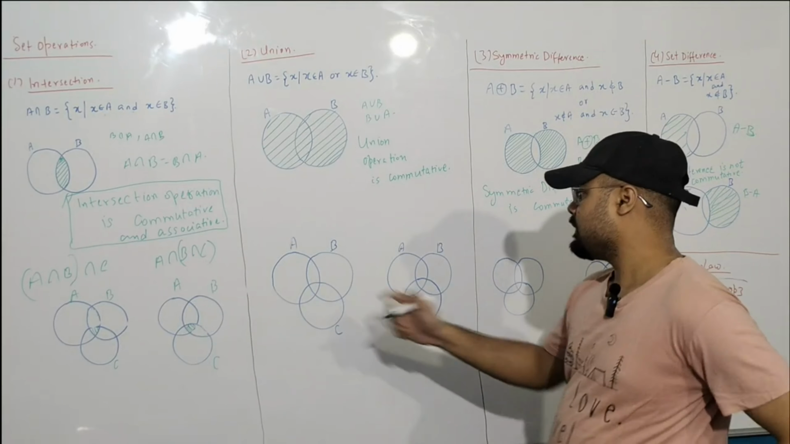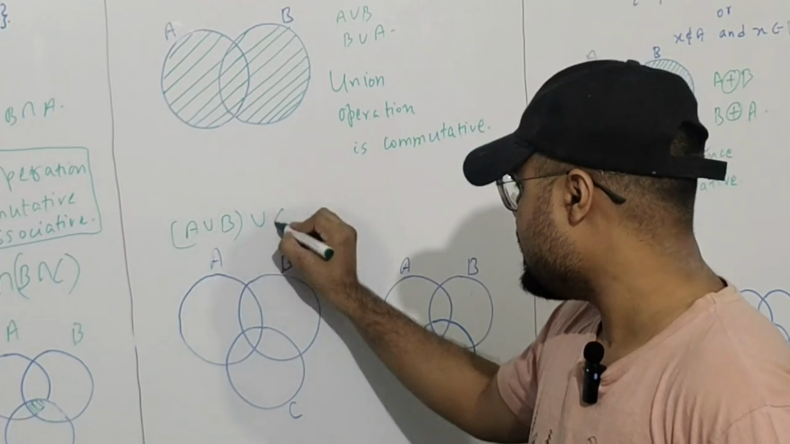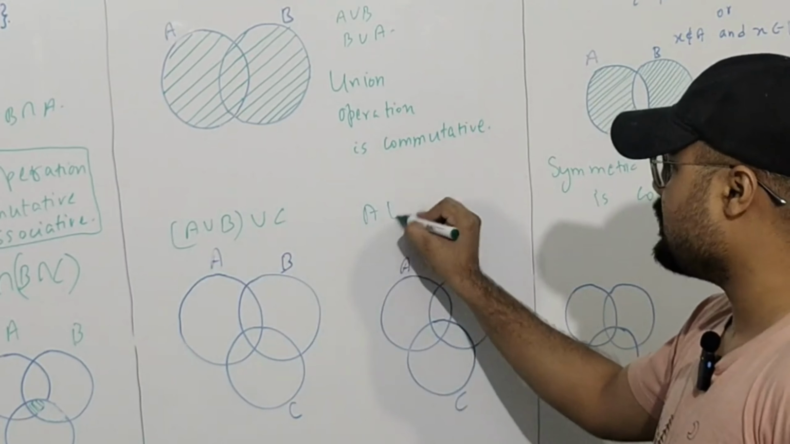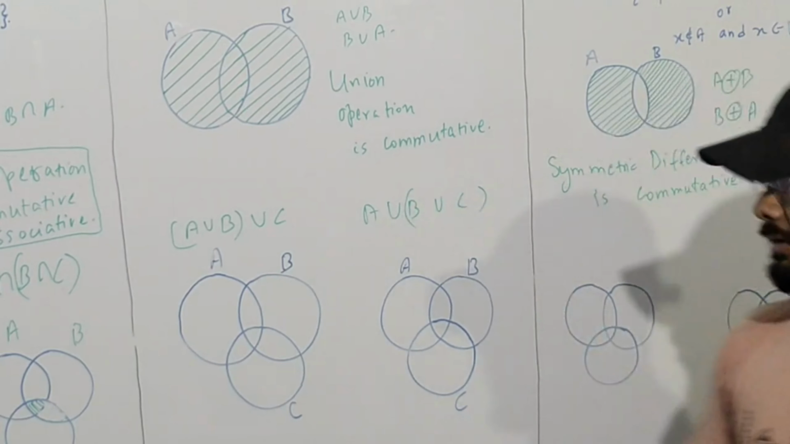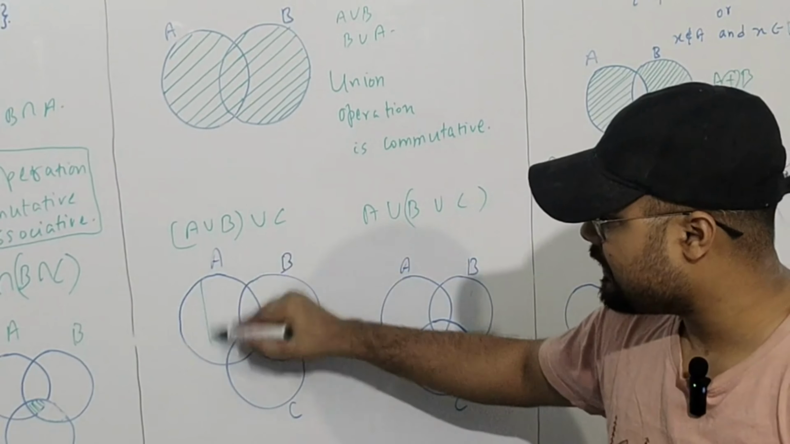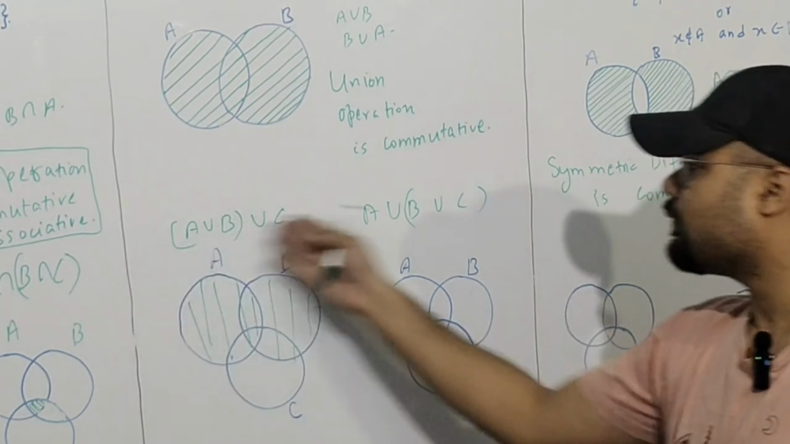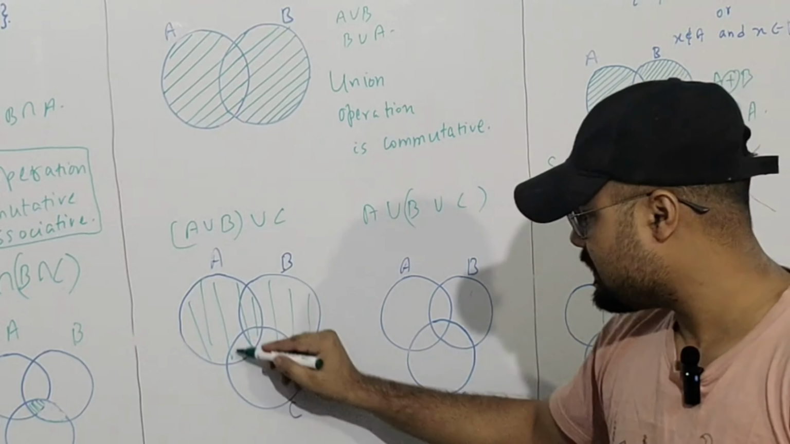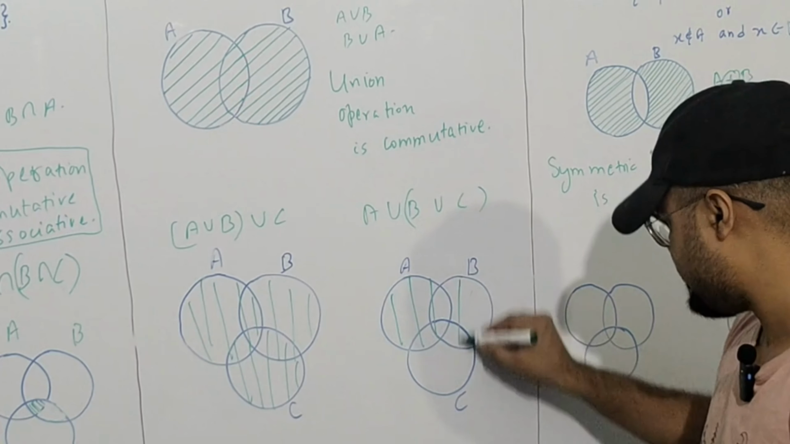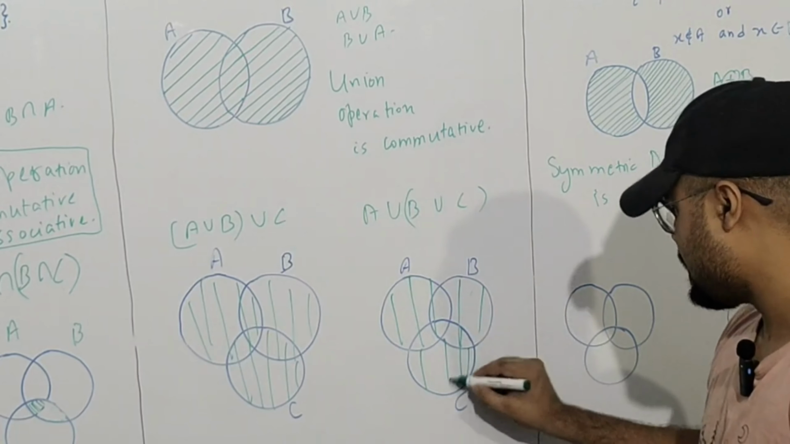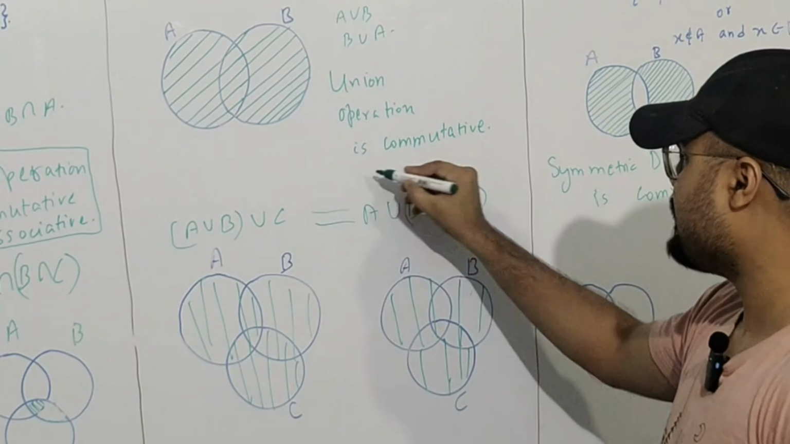Union operation. Left associative, A union B union C, and here right associative, A union B union C. Both ways it will give every element counted once. The result of all is all elements counted once. So left associative is equal to right associative. So union operation is commutative and associative.